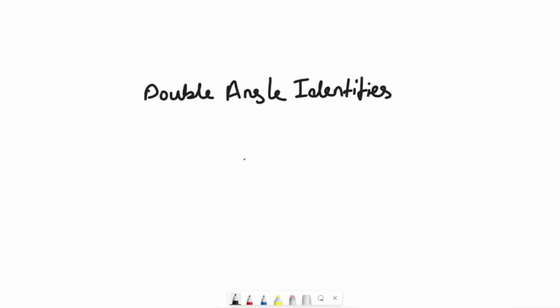Okay, so we're gonna derive the double angle identities in trigonometry, and again, none of the derivations are necessary by the A-level syllabus. So let's get started.